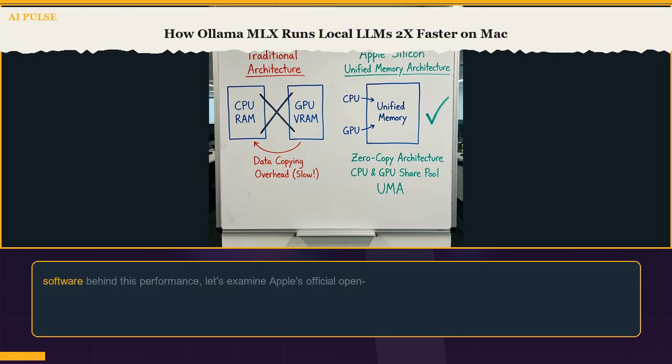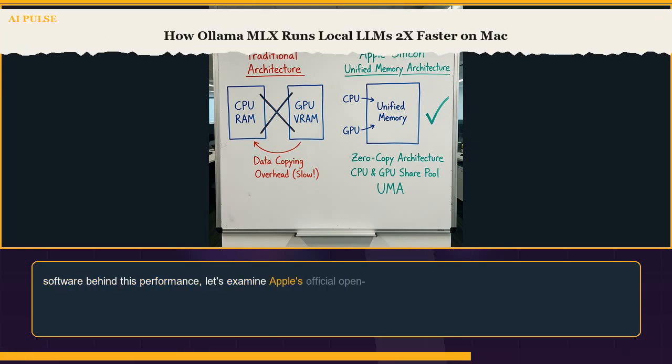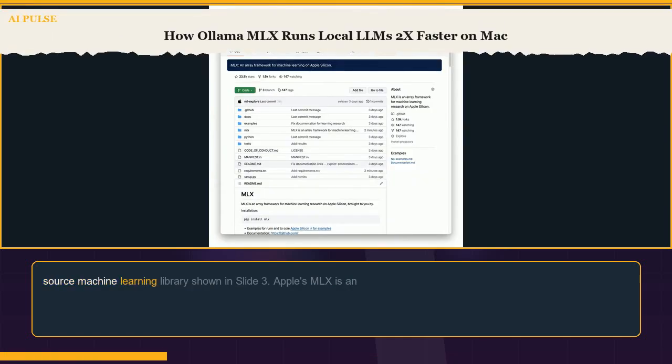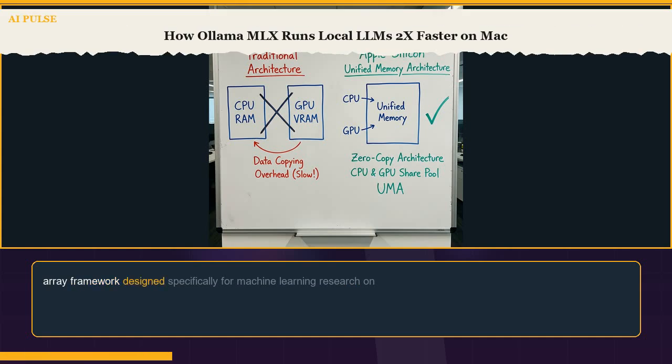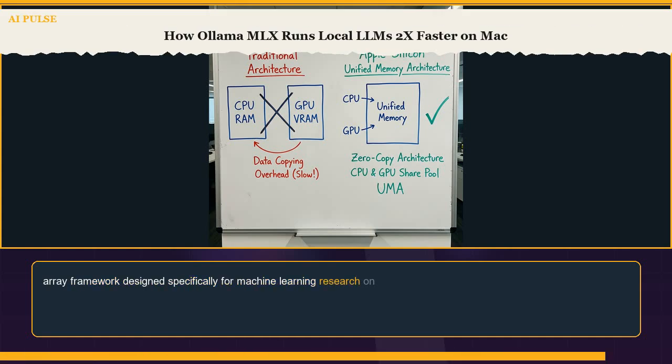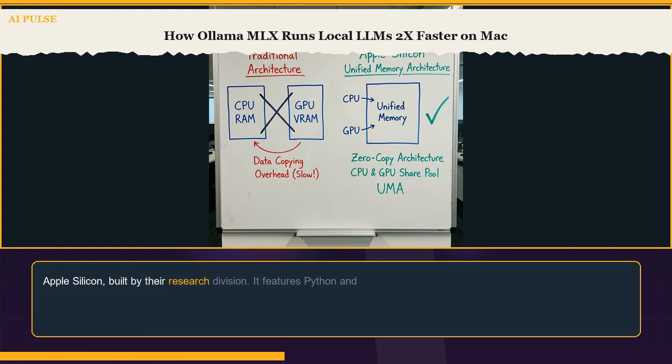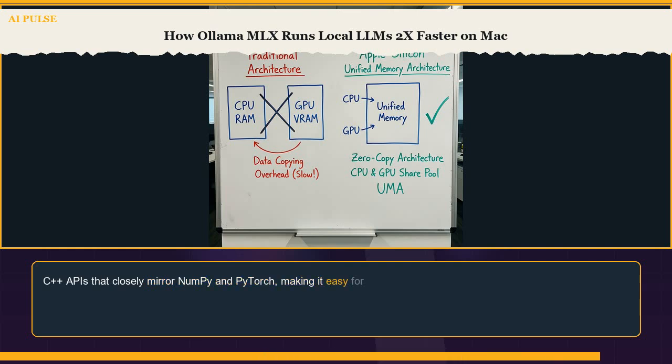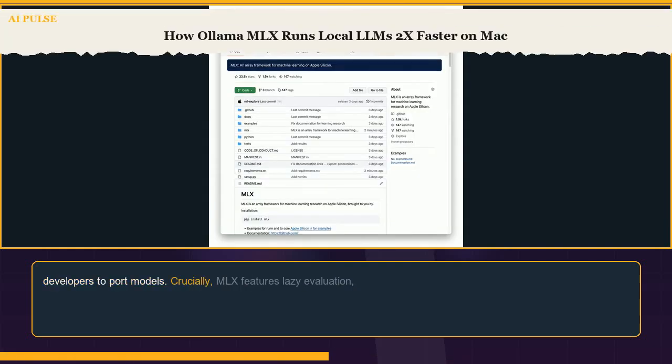To see the software behind this performance, let's examine Apple's official open-source machine learning library, shown in Slide 3. Apple's MLX is an array framework designed specifically for machine learning research on Apple Silicon, built by their research division. It features Python and C++ APIs that closely mirror NumPy and PyTorch, making it easy for developers to port models. Crucially, MLX features lazy evaluation, automatic differentiation, and dynamic graph compilation. By writing a dedicated engine on top of MLX, Ollama directly leverages Apple's own compiler optimization work, bringing native Metal executions straight to local developers.